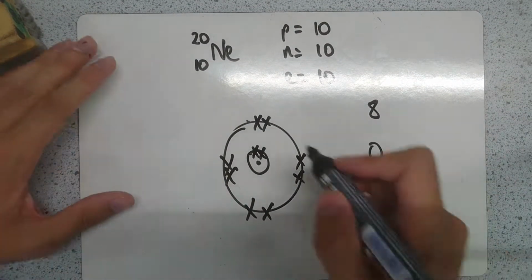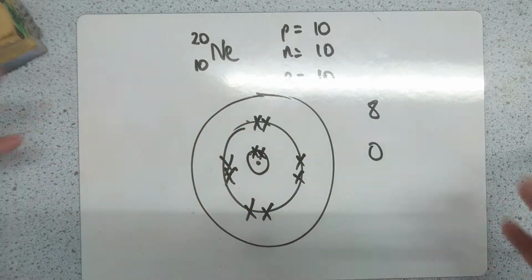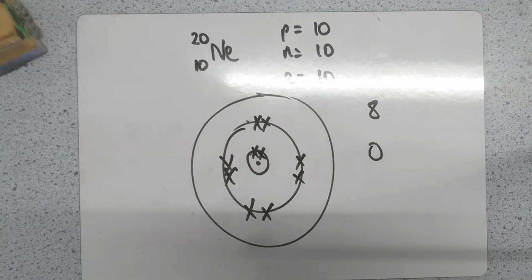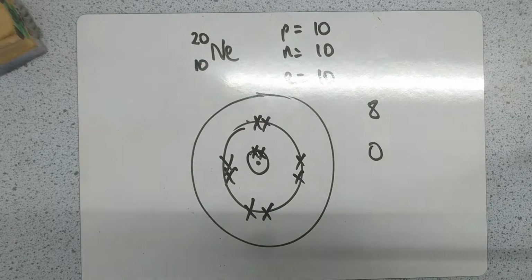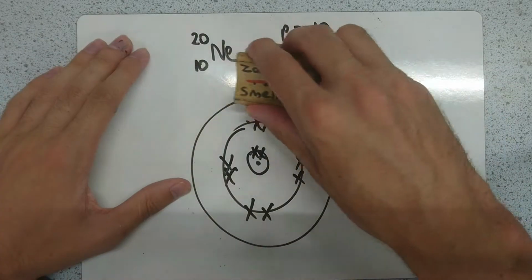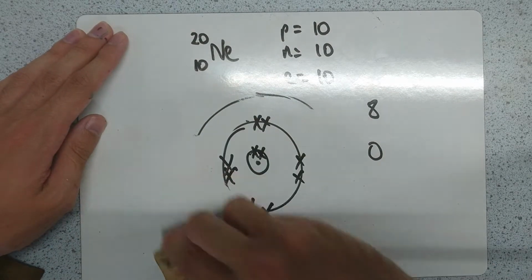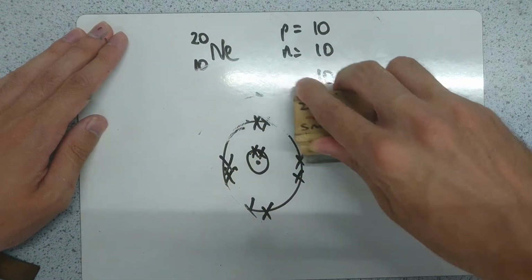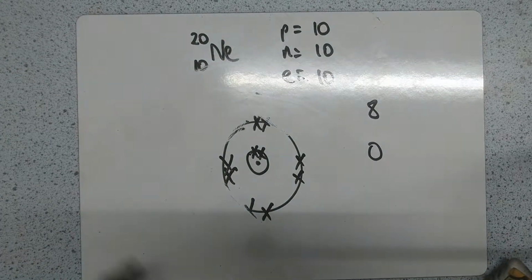Group 0, you could either say it's because the next shell is completely empty, or it's because this is completely full. It's a full ring around. Either way, it doesn't really matter. It'll be referred to as either group 8 or group 0. Because its electrons are full, this actually doesn't react very well.